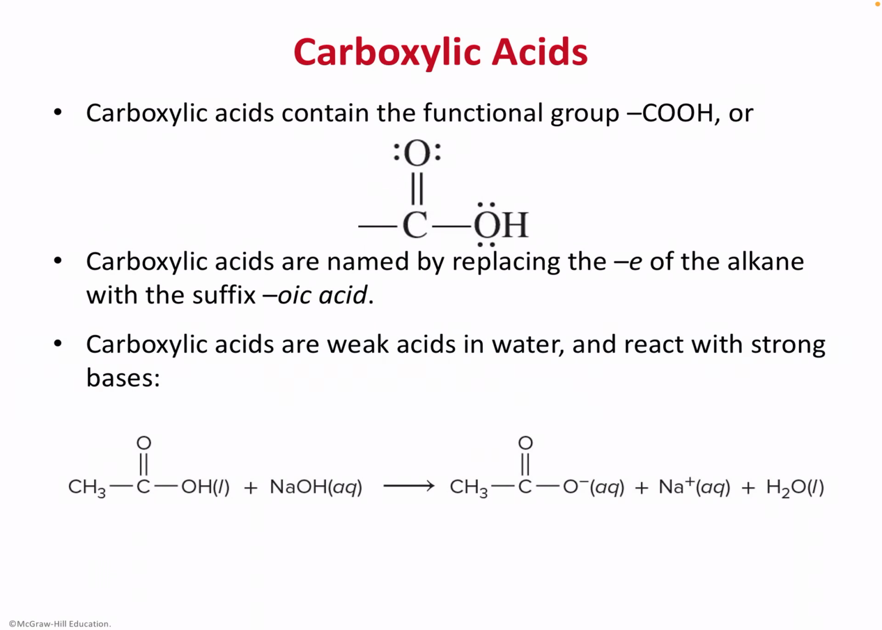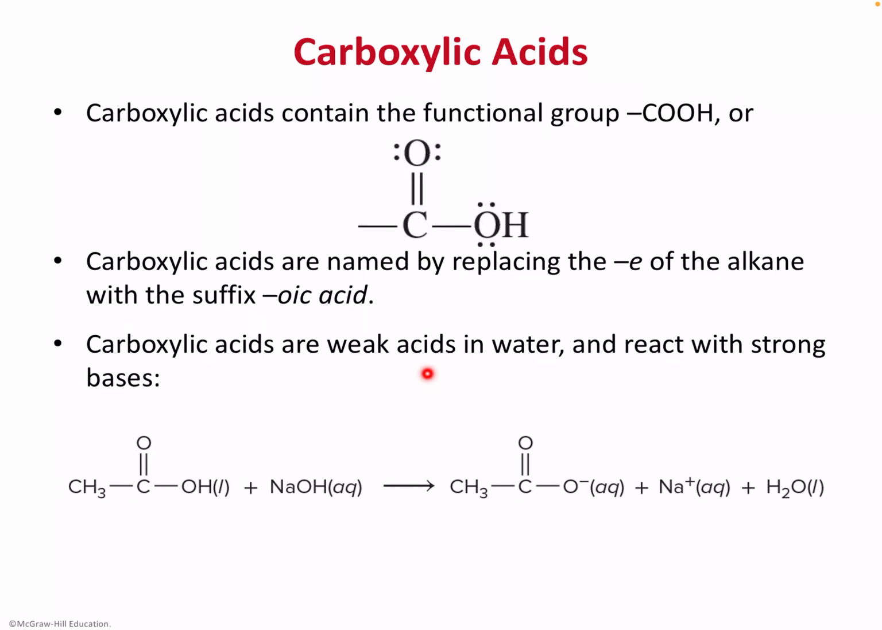Another functional group is carboxylic acids. Carboxylic acids contain this functional group, a carbon-oxygen carbonyl group and an OH group. They are named by replacing the e of the alkane with the suffix -oic acid. If it is ethane, it would be ethanoic acid. Propane would be propanoic acid, like that.